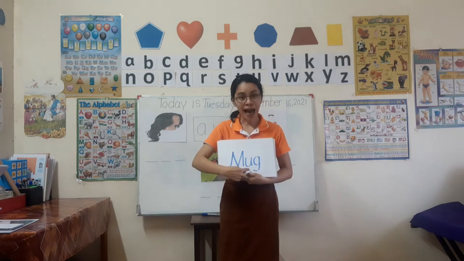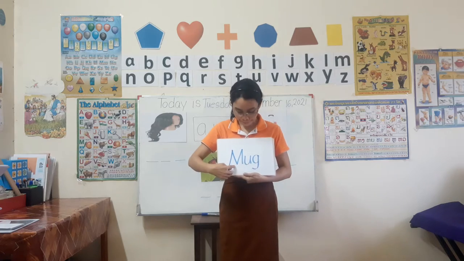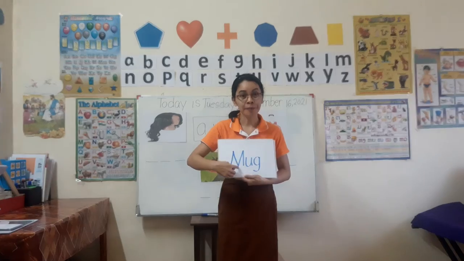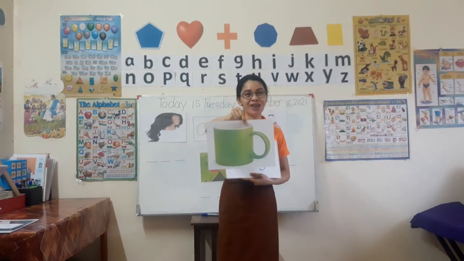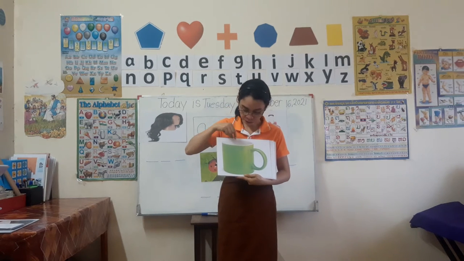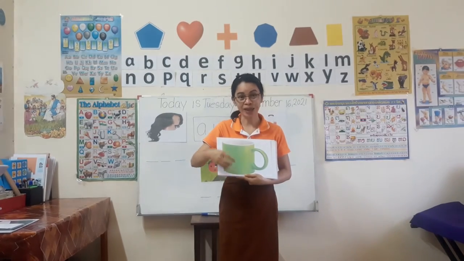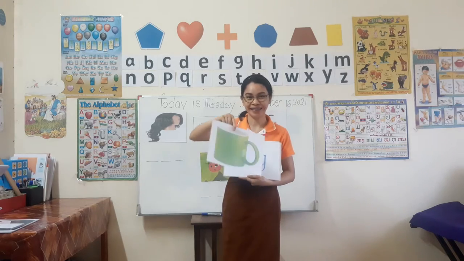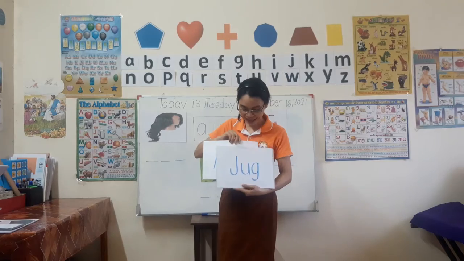What about this? M, u, g. Mug. Yes, this is called mug. The little or small one like this, we call cup. But the big one, we call mug. So mug.